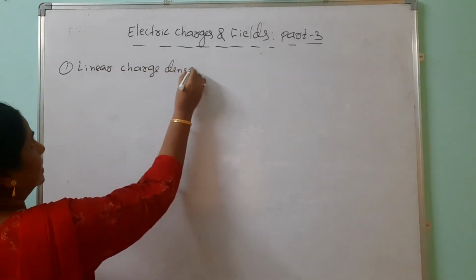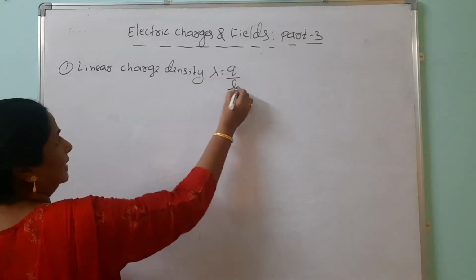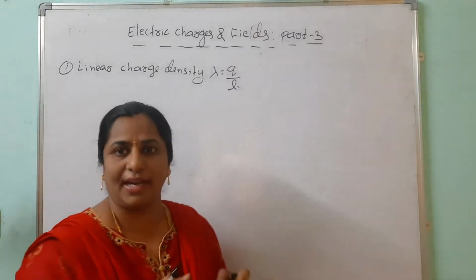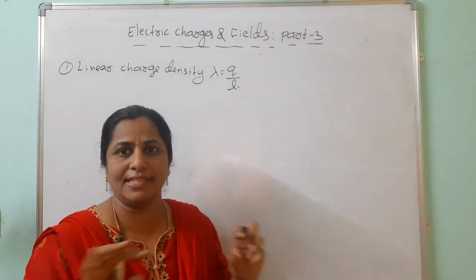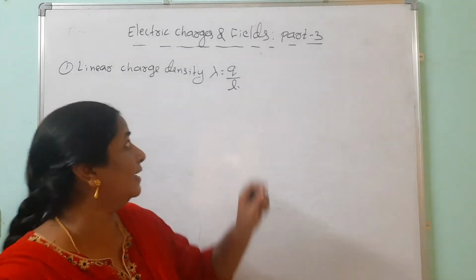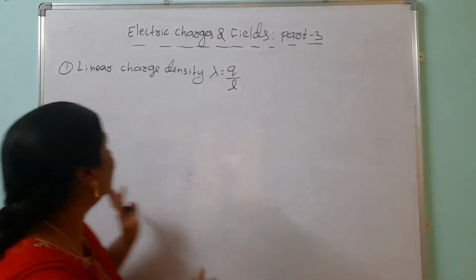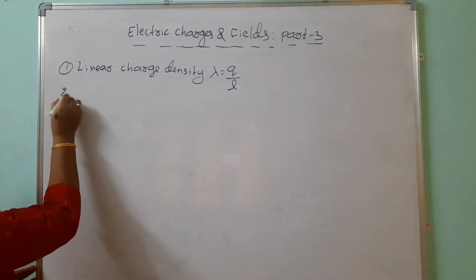Linear charge density, lambda, equals charge per unit length. If you take any wire and the charge is distributed uniformly, how do we find the charge density? You know the charge and you know the length, so we can find the charge per unit length. This is called the linear charge density.